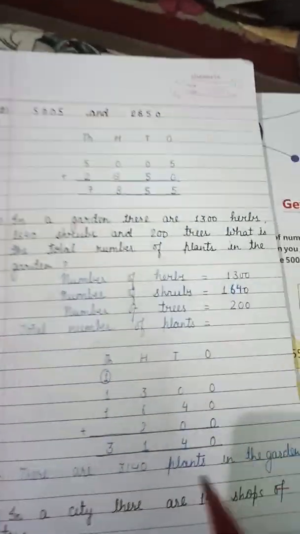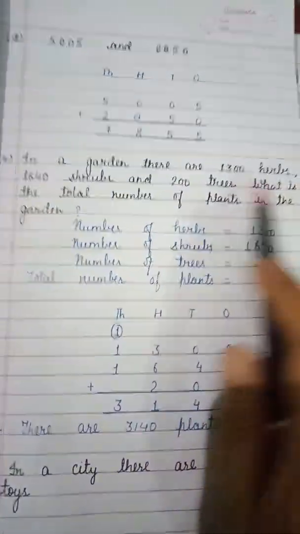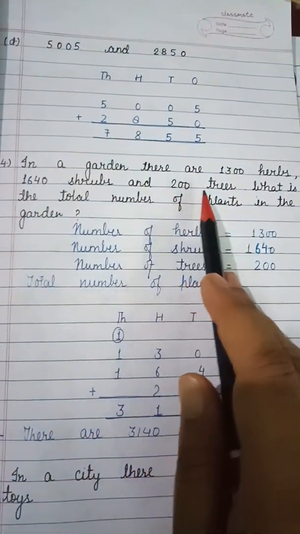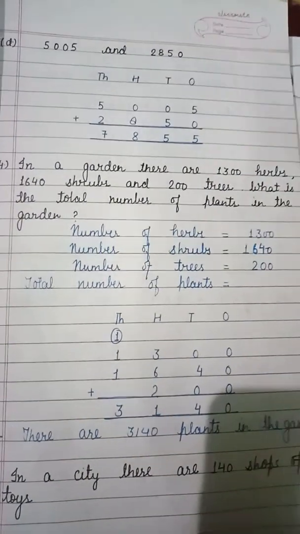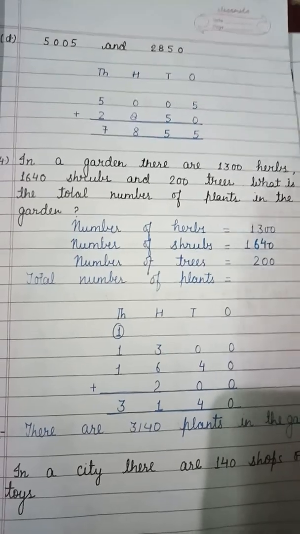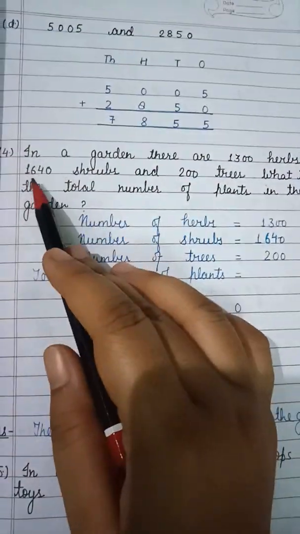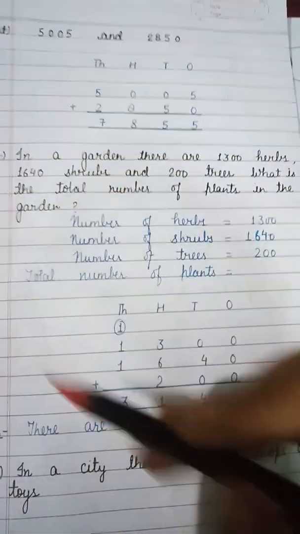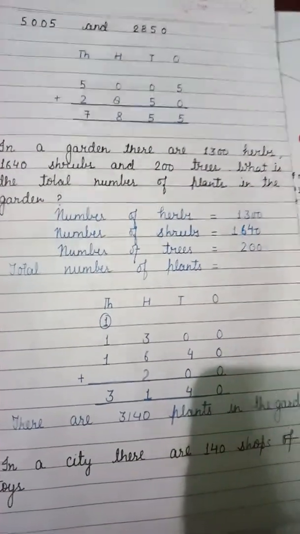So in this first statement sum, you can see here, in a garden there are 300 herbs and 1640 shrubs and 200 trees, what is the total number of plants in the garden? So we have to remember one thing, there are three things given to us in the garden, right? 300 herbs, 1640 shrubs, and yes, 200 trees. So we have to find the total strength of the plants in the garden.